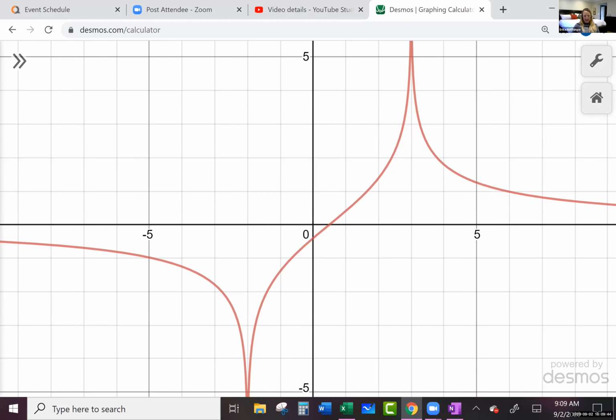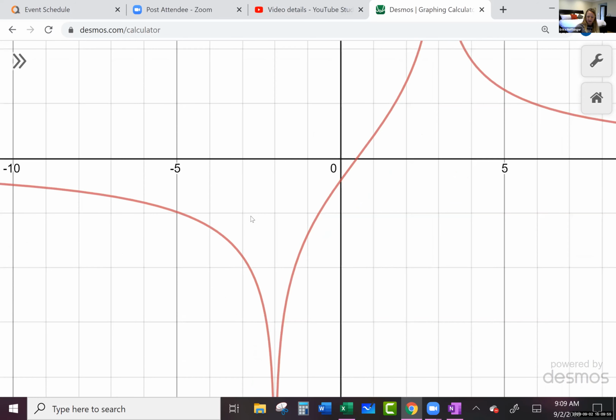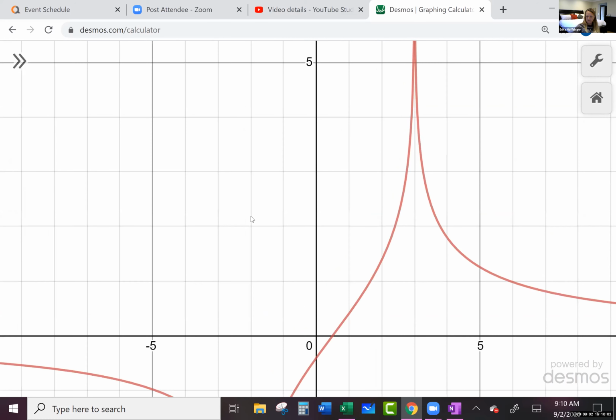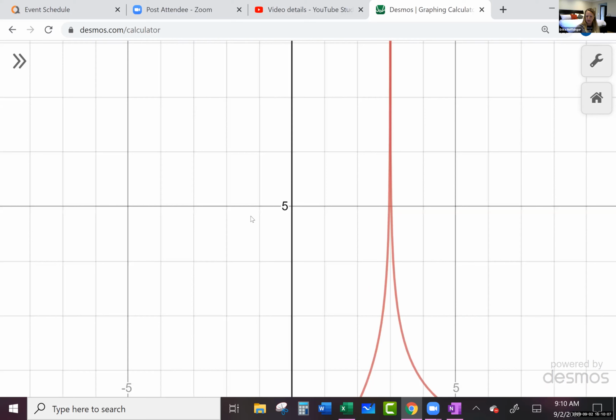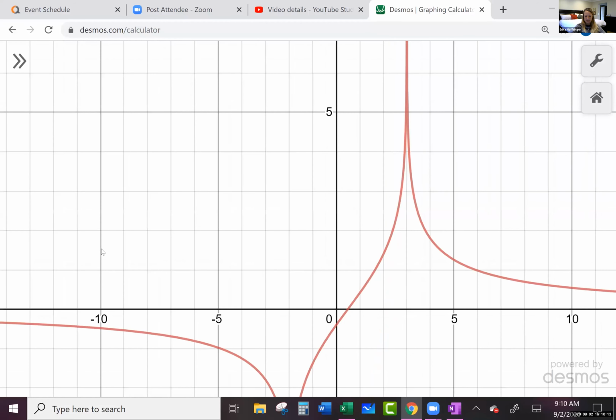Okay, so I figured out how to graph that on Desmos. If you look at this, we saw that there was a discontinuity in two places. At x equals -2, that was the value that set the denominator equal to 0, and it looks like we have a vertical asymptote there. We also have another vertical asymptote at x equals 3, which is what set the numerator equal to 0.